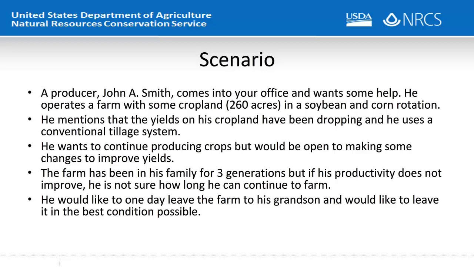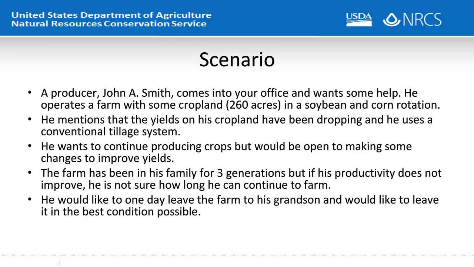A producer, John A. Smith, comes into your office and wants some help. He operates a farm with some cropland, about 260 acres, and a soybean and corn rotation. He mentions that the yields on his cropland have been dropping, and he uses a conventional tillage system. He wants to continue producing crops, but would be open to making some changes to improve yields. The farm has been in his family for 3 generations, but if his productivity does not improve, he is not sure how long he can continue to farm.